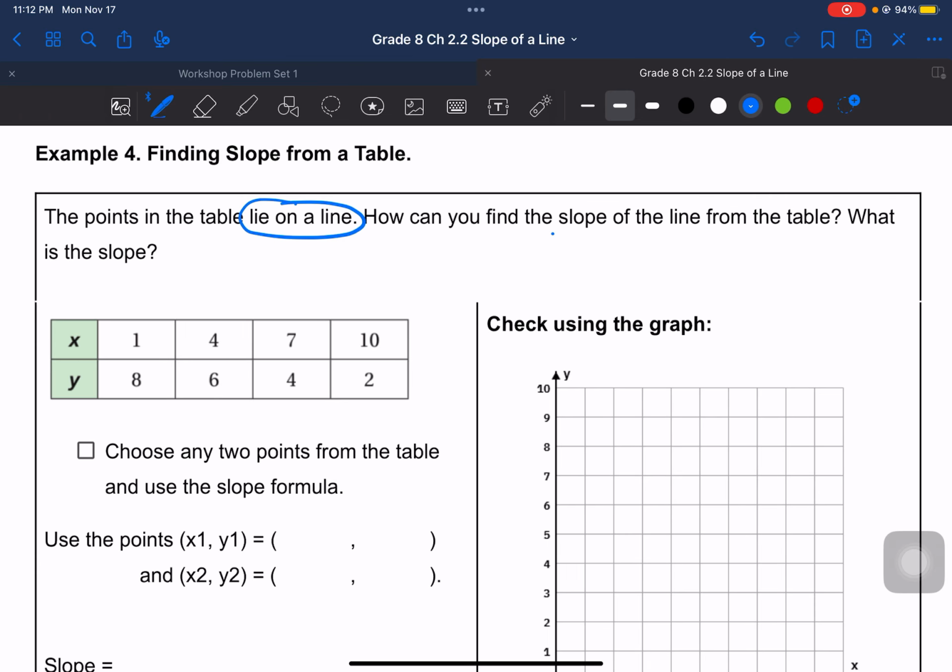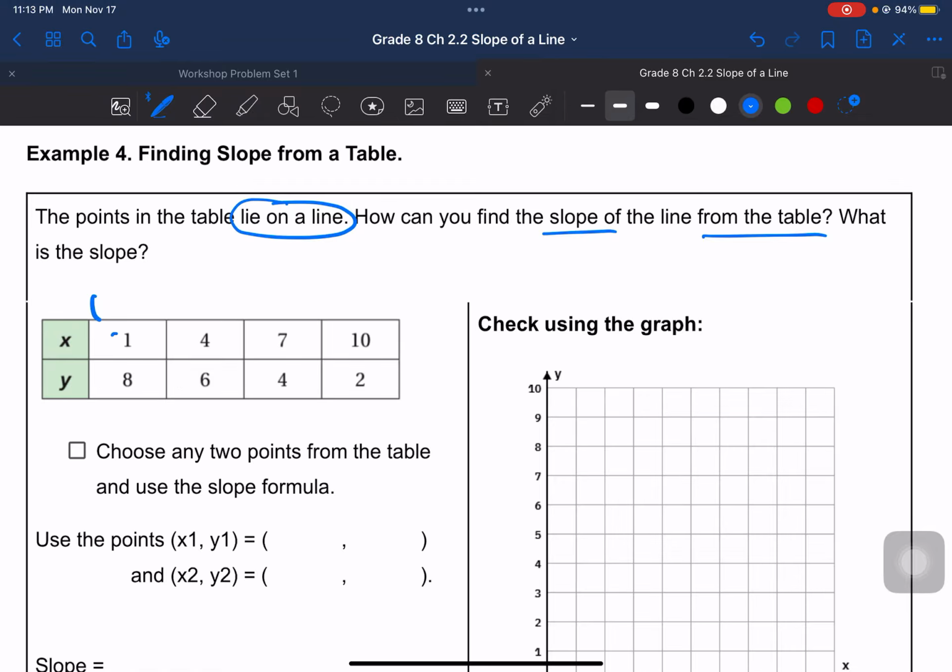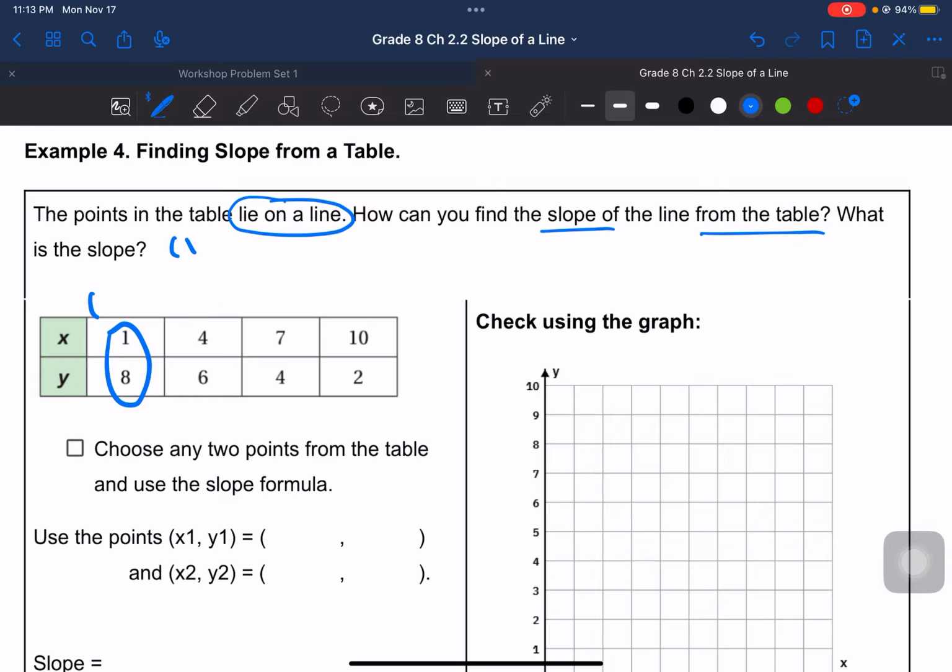How can you find the slope of the line from the table? And what is the slope? So let's see. The first row we have x, and the second row we have the y. So let's write out all the coordinates. The first one, we have x, y, because our ordered pair is x comma y, right? So we have x in the front, so 1, 8. That's our first point.